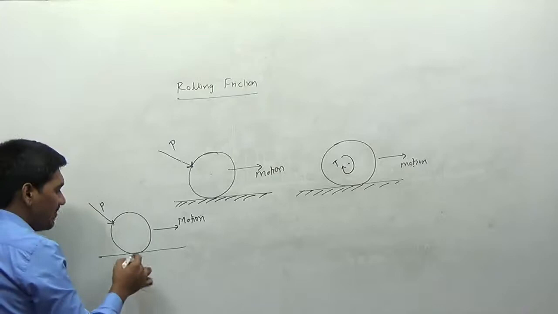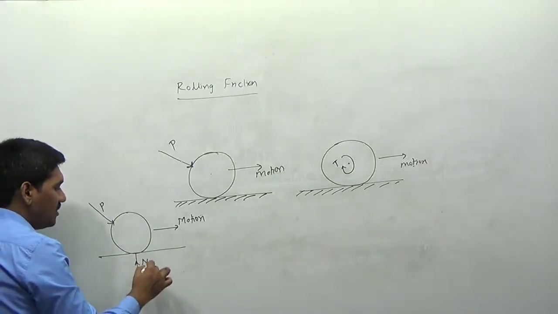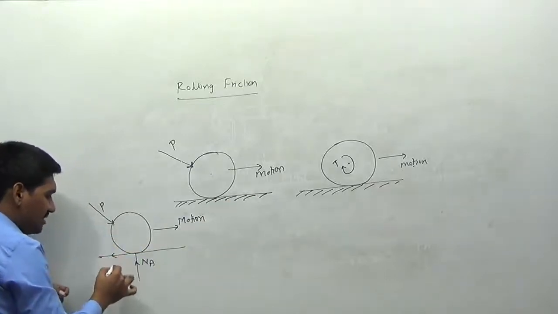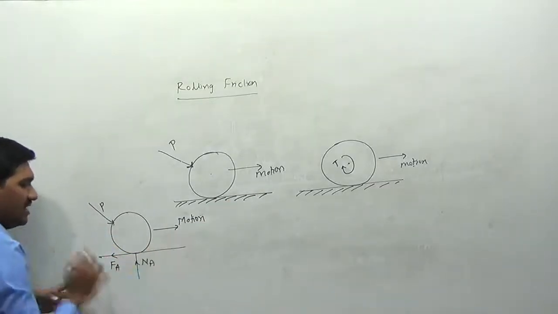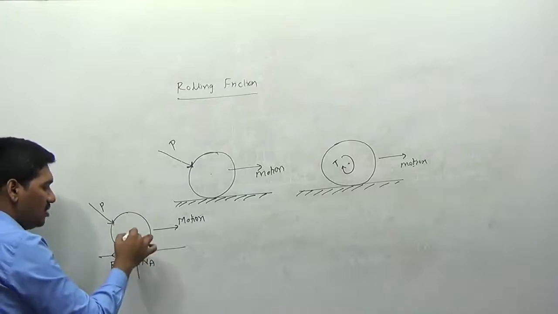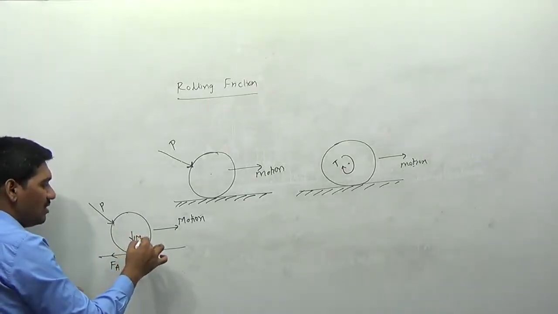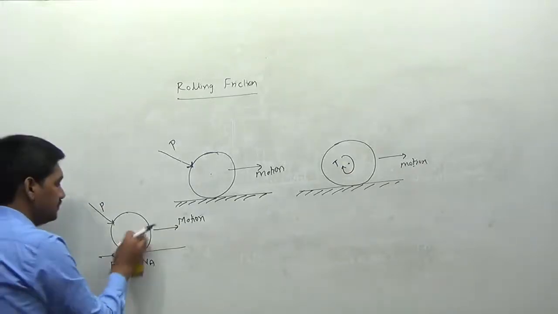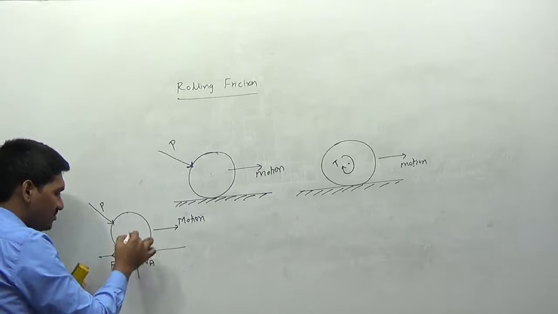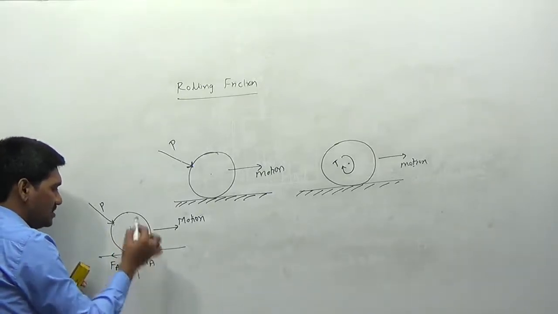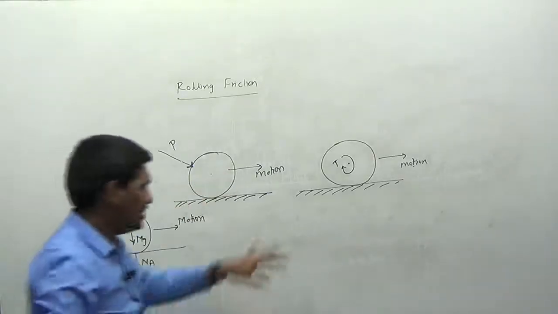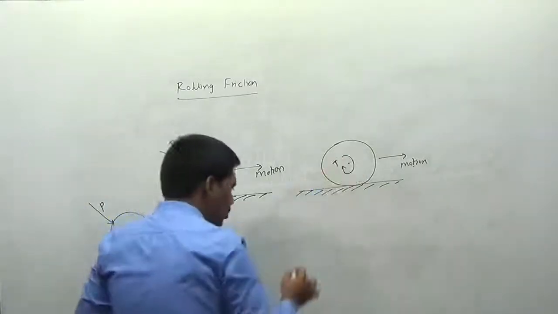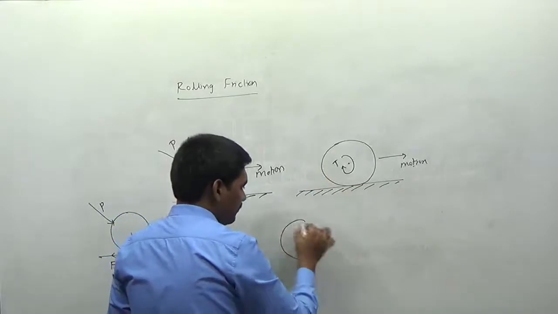Since it has a point of contact, it definitely gets the normal reaction N. Since the body is moving towards the right, the friction force acts in the opposite direction. The weight of the body will always act vertically downward, with value mg. This is the free body diagram for this one, where the weight is mg, and the body is in equilibrium. Now I am going to draw the free body diagram for the other body.